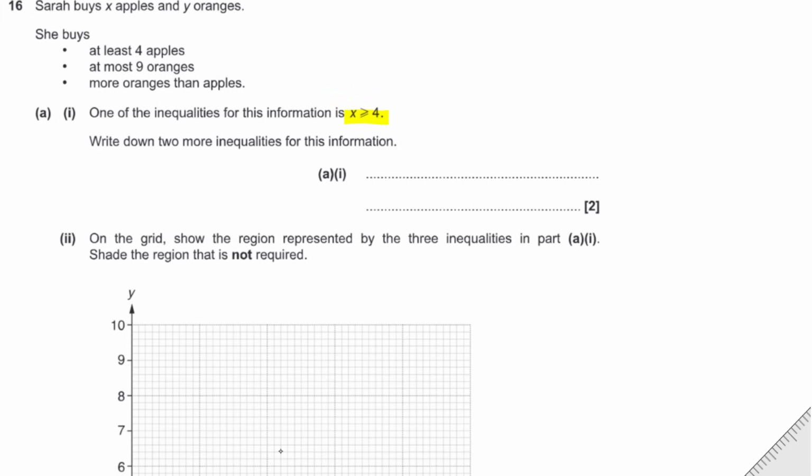Well, this inequality is clearly this one here, isn't it? At least 4 apples: x is greater than or equal to 4. So my oranges at most 9, this one here is going to be y, because y is the oranges, less than or equal to 9. And then more oranges than apples. So y is oranges and x is apples, so y has got to be bigger than x. So that's strictly bigger than, it can't be equal to x. There are more oranges than apples. So they're my 3 inequalities.